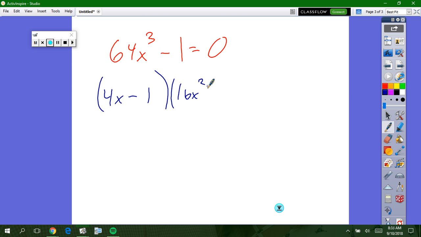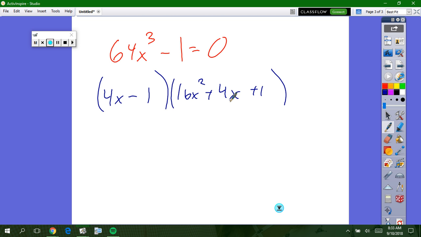Okay? When I do negative 1 and I square it, what do I get? 1. So we got that part, but we're missing our middle. Multiply them, 1 times 4. We get 4x, and then you just do the opposite sign of what's in the middle of the binomial. So because it's a negative 1, or 4x minus 1, what's going to be here? Plus 4x.